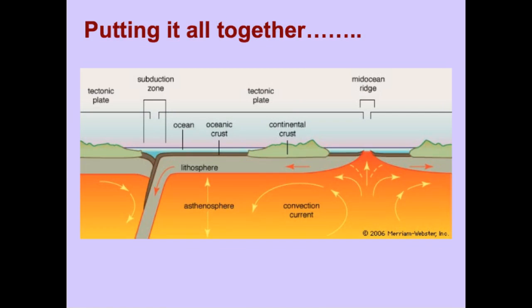Mantle convection results in convection drag, ridge push, and slab pull. All three are involved in moving plates. Above, North America is pushed away from the mid-Atlantic ridge and pulled toward the subduction zone off the coast of Asia. Asia is on the far left. NA is the continental crust in the middle. The mid-Atlantic ridge is the only ridge shown.